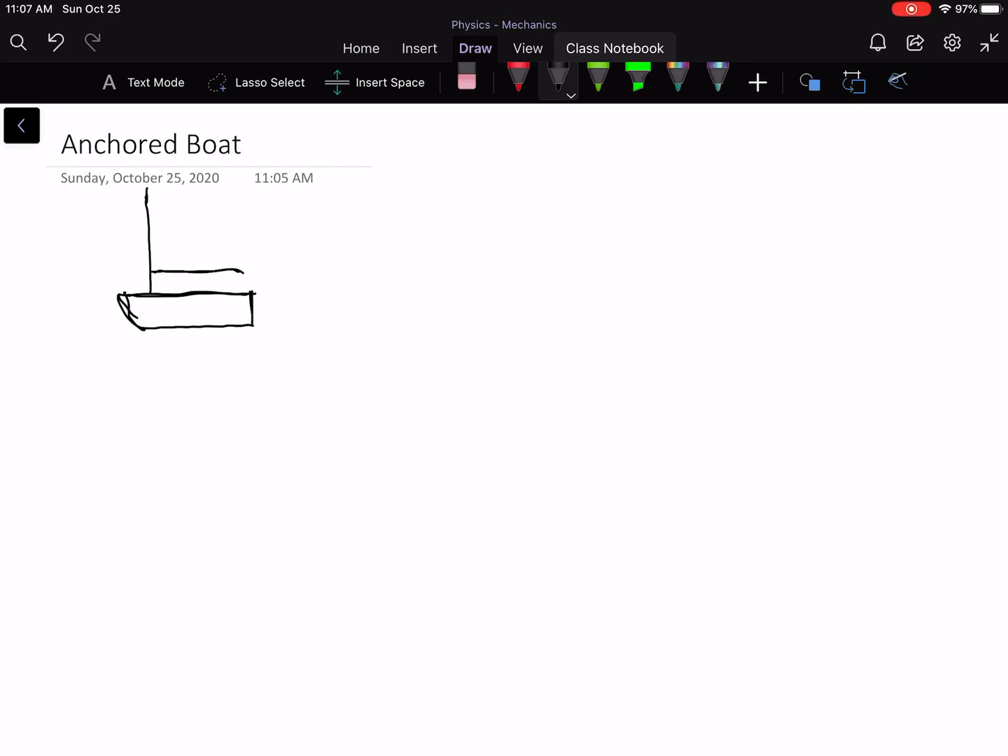All right, this is the anchored boat problem, and let's read it out. A small sailing vessel with a mass of 800 kilograms. So we'll start there, make a note of that. I put the period after it so that you didn't round to 1 sig fig. So hopefully nobody did that.